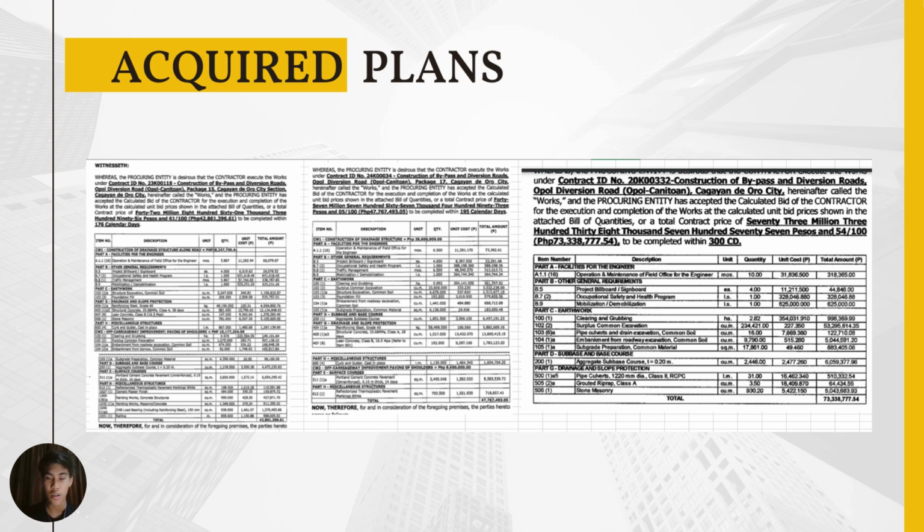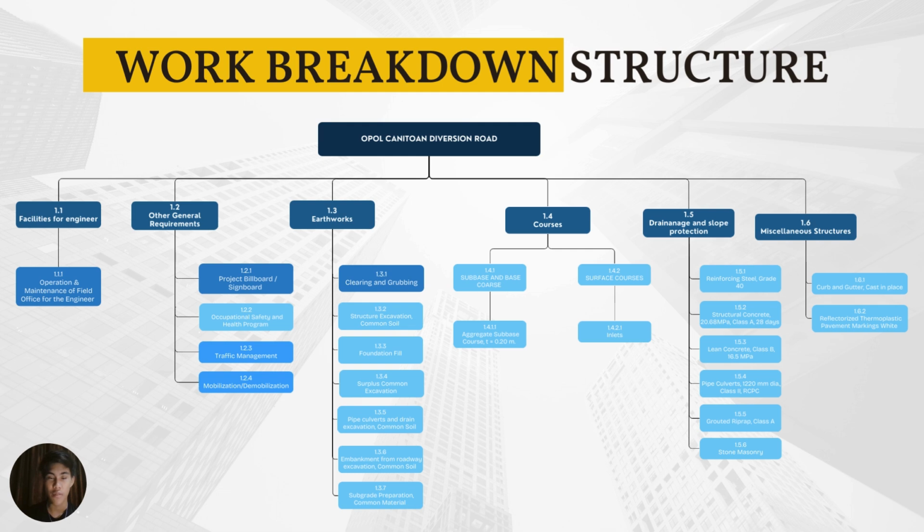Since each contract has limited parts, or kulang ilang parts, we have decided to combine the parts which are missing with the other contracts. And for the work breakdown structure, we have here 1.1, which is the facilities for the engineer, which contains operation and maintenance of field office for the engineer. Next is the other general requirements, which contains the project billboard, traffic management, mobilization, and demobilization.